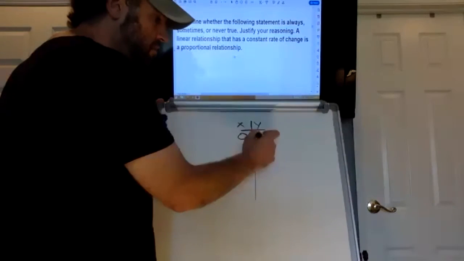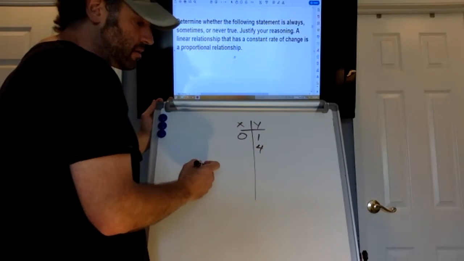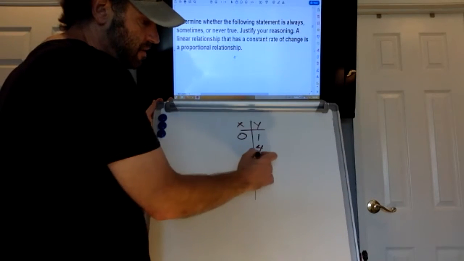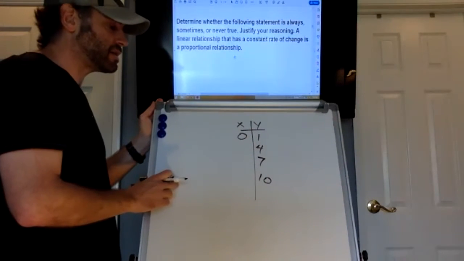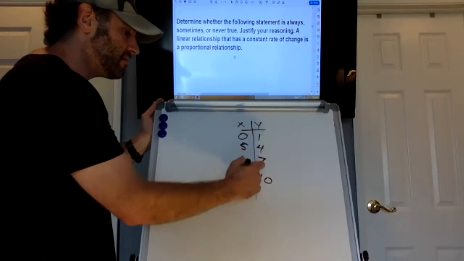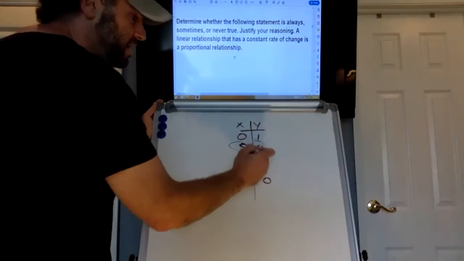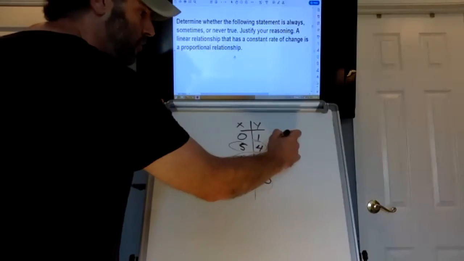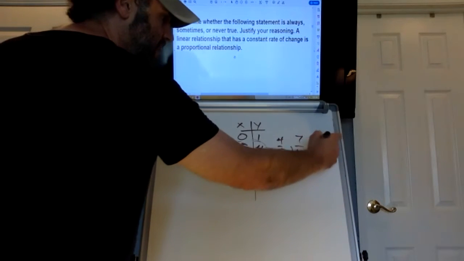3. So what's 1 plus 3? 4. What's 4 plus 3? 7. What's 7 plus 3? 10. Okay, now you also pick the change in x. Keep it simple. 5. 5, 10, 15. Okay, now make a fraction out of these. Y over x. 4 over 5, 7 over 10, 10 over 15.